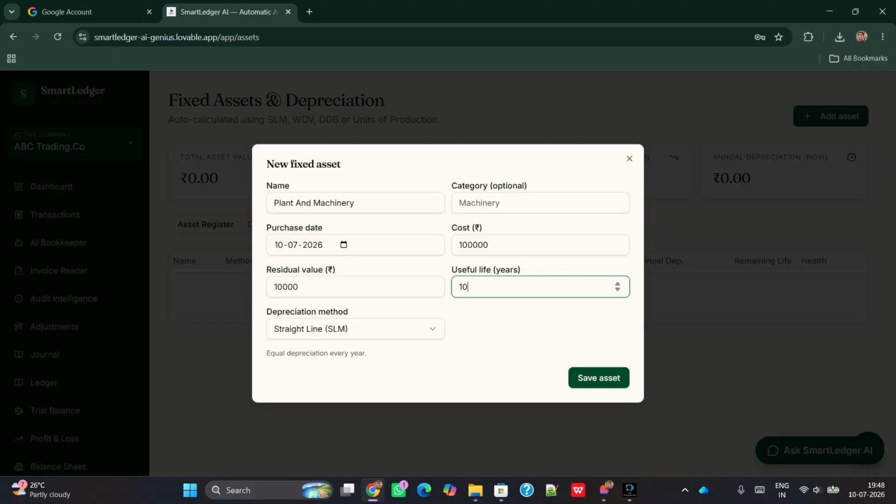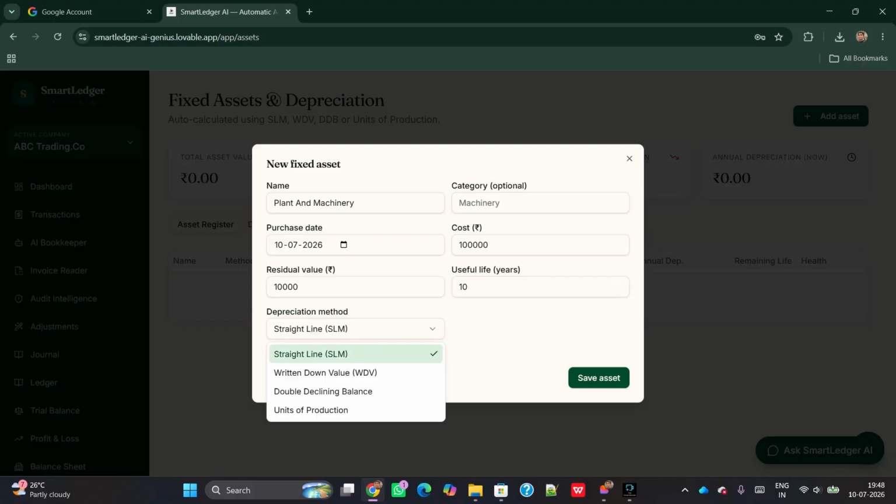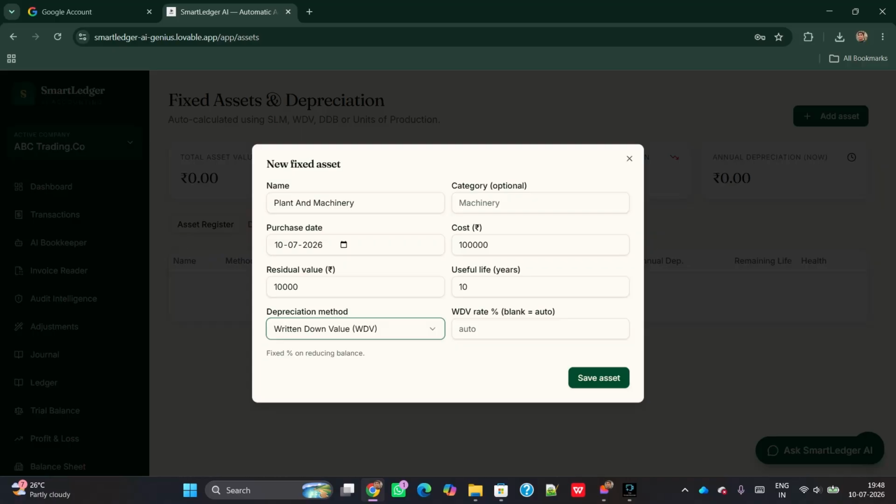Yes. So it also provides four methods, that is straight line method, written down value method, double declining balance method, and unit of production method. So these are the methods of depreciation which Smart Ledger offers to the user. So we will take straight line method or we will take written down method. When you click on written down method, we can also provide the rate of depreciation which we want to charge on the asset, or else it automatically calculates on the residual value and the useful life which is provided by the user. So let's save the asset.